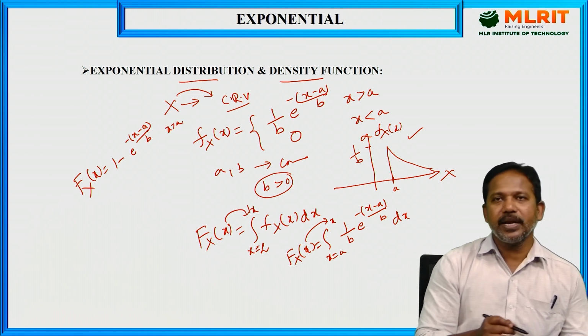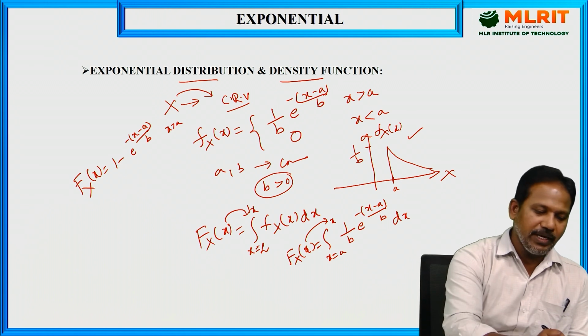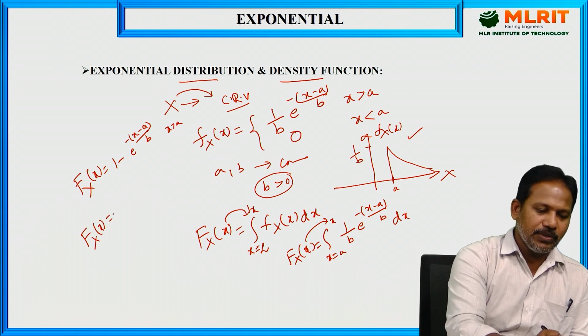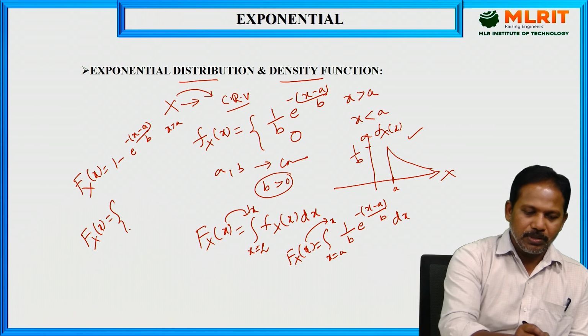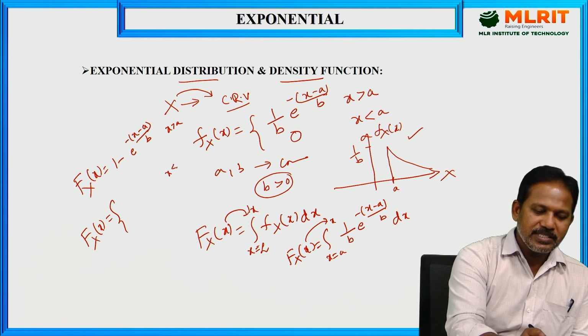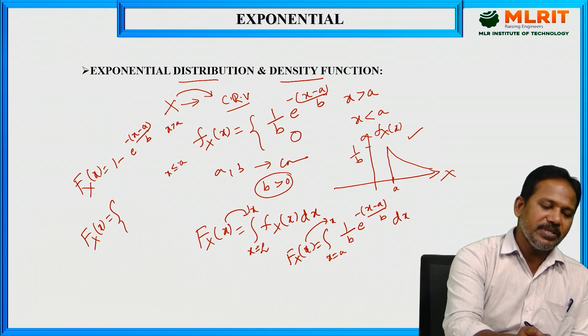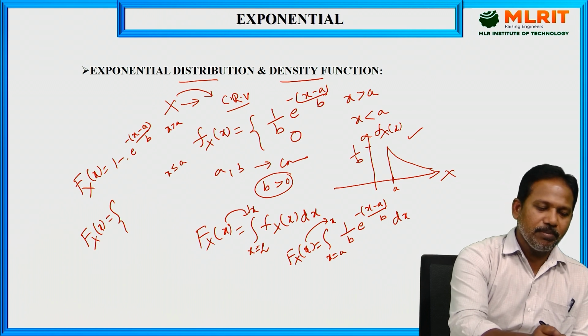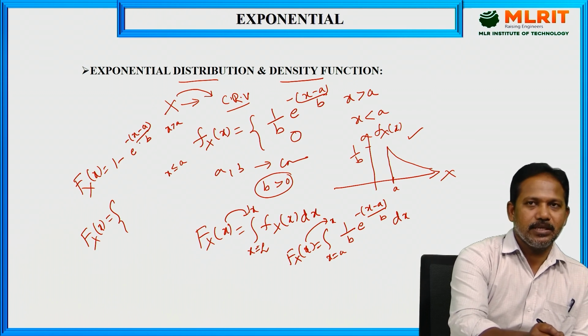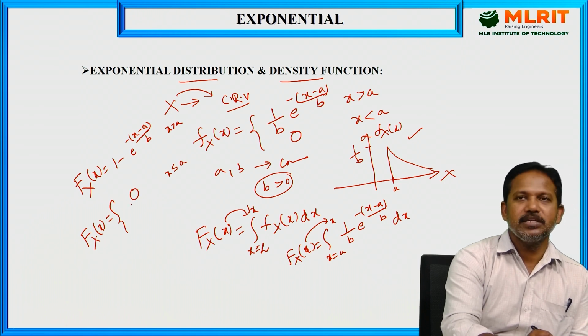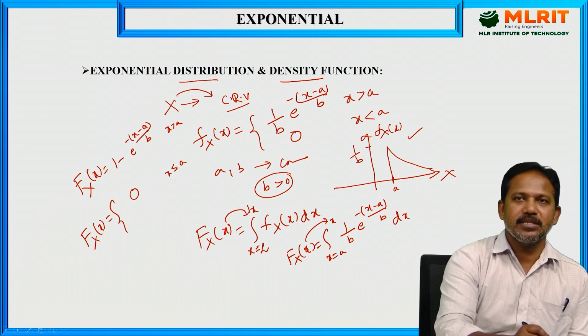If you want to write the limits also, we can write F_X(x) is equal to, for example, if x is less than or equal to a, what will happen? Assume x equal to a. So 1 minus e power minus of (a minus a), that is e power 0, which means 1. Then 1 minus 1 is 0. So the function is 0 for x less than or equal to a.